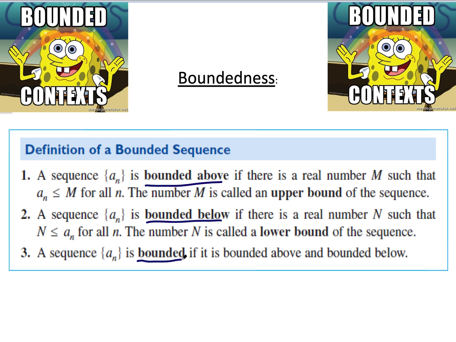If you just say that a sequence is bounded by itself, then you're implying that it has a top bound and it has a lower bound. But if it just has one, let's say it's bounded below and not bounded above, then you have to specify bounded below, and vice versa for bounded above. But if you just say the word bounded, then it is implied that you're saying both top and bottom.